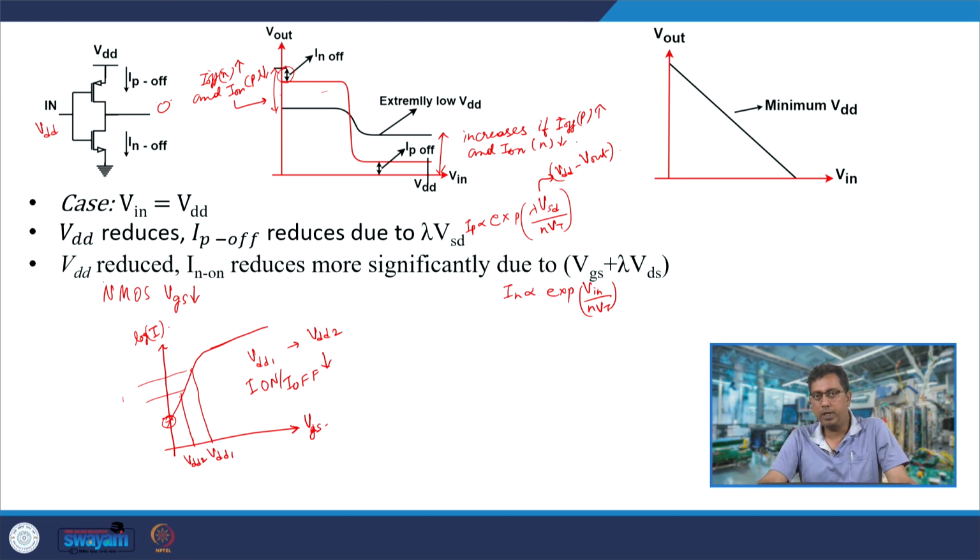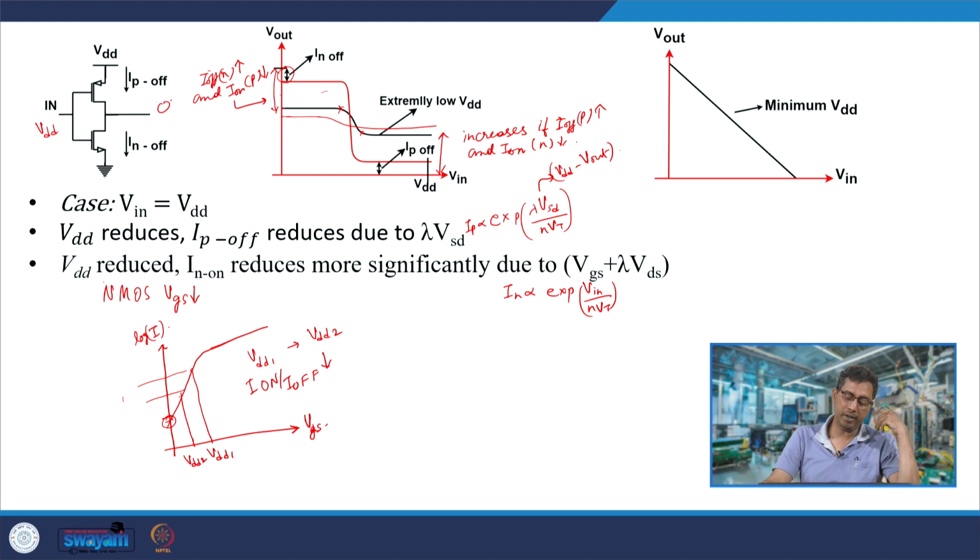What is the minimum voltage that you want to have? As you keep on reducing the Ion by Ioff ratio further, or VDD further, you will find that this becomes like this. Finally, you would find that the logic values are quite compromised, and this transition also grows. That is because your currents are comparable in both the modes, off and on.